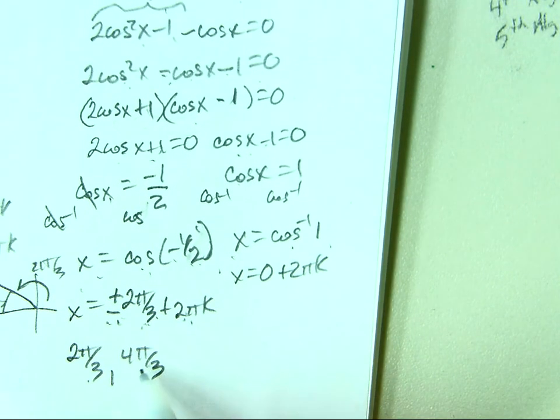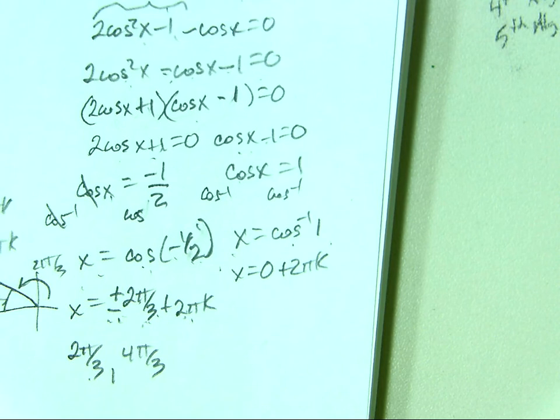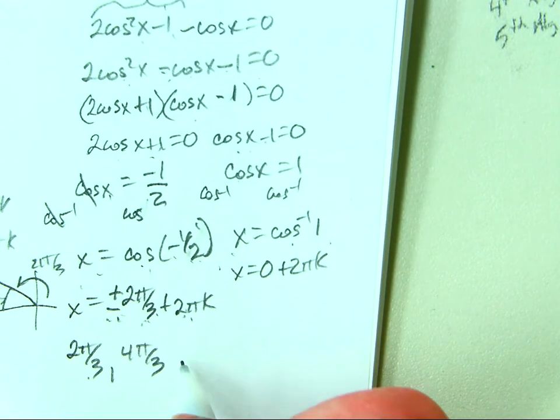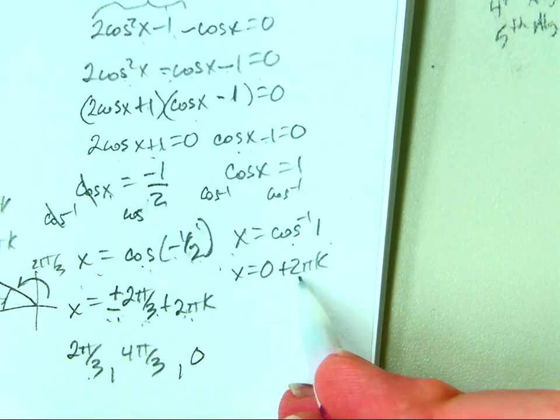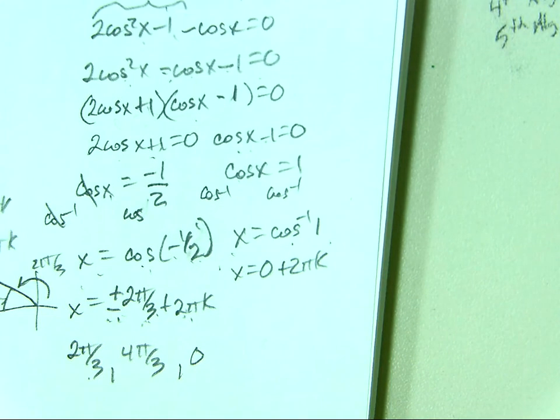If I added 2 pi again, that's going to be too big. Over here, x is 0. Well, that fits. If I add 2 pi, that doesn't quite fit because we're only going up to 2 pi. So that doesn't quite fit.